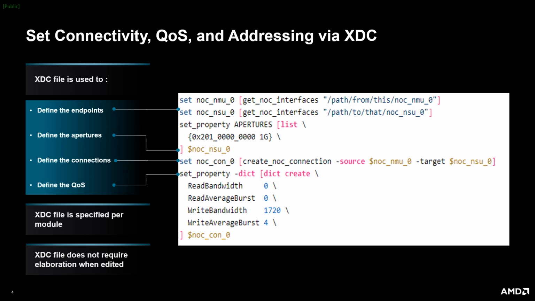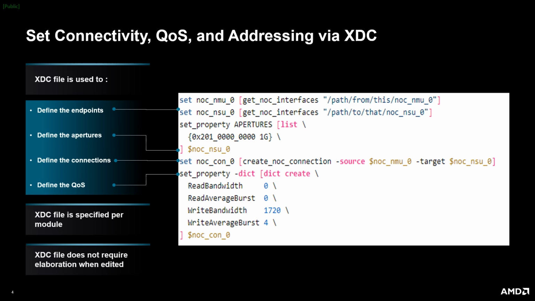The next line defines the addressing aperture of the NSU. The base address and range is used by the NOC compiler to ensure that all addresses contained within this aperture are routed to the appropriate NSU. Note that if the NSU is located in the block design, the aperture of the NSU is defined in the BD and would not need to be specified in the XDC constraint file.